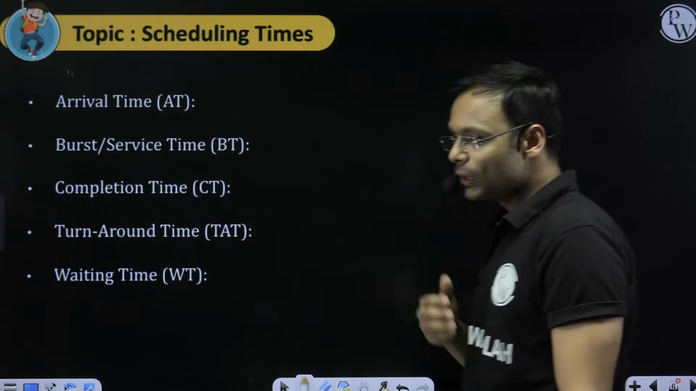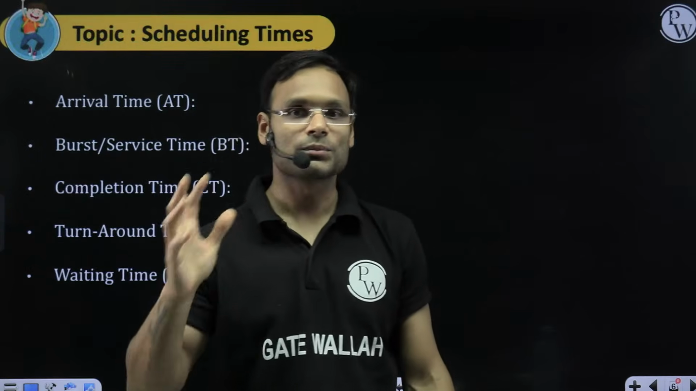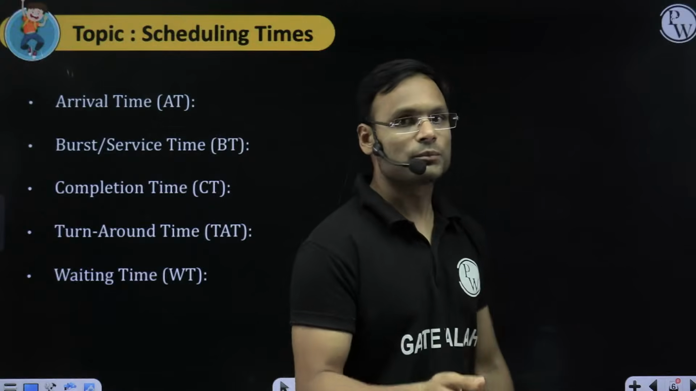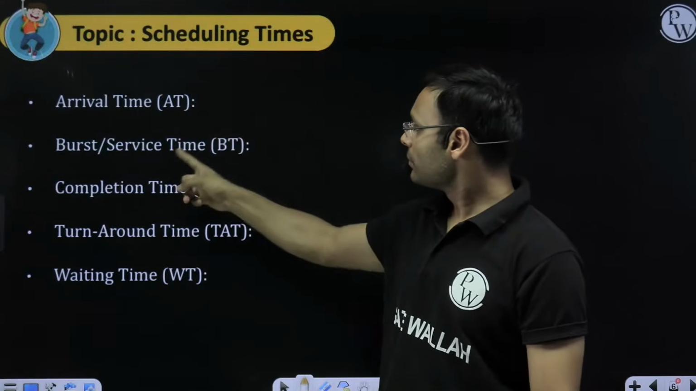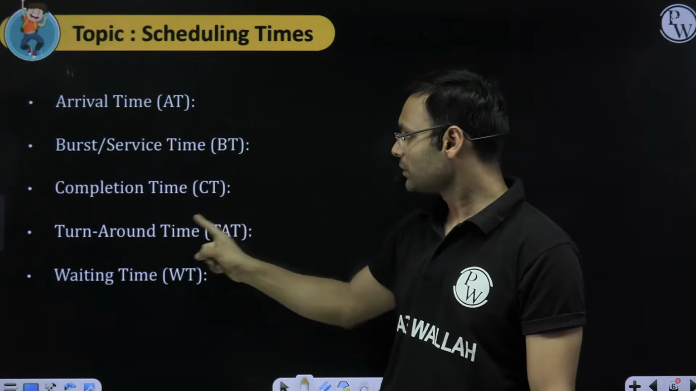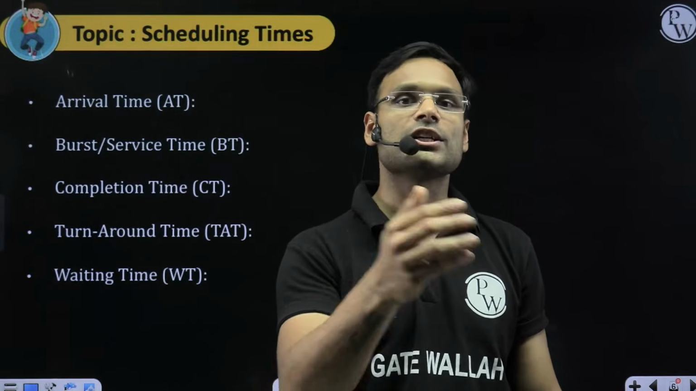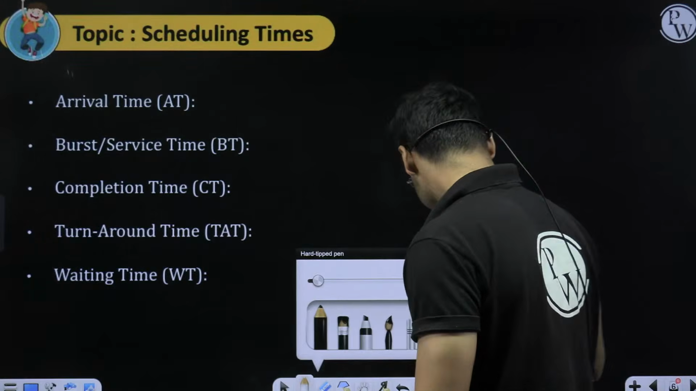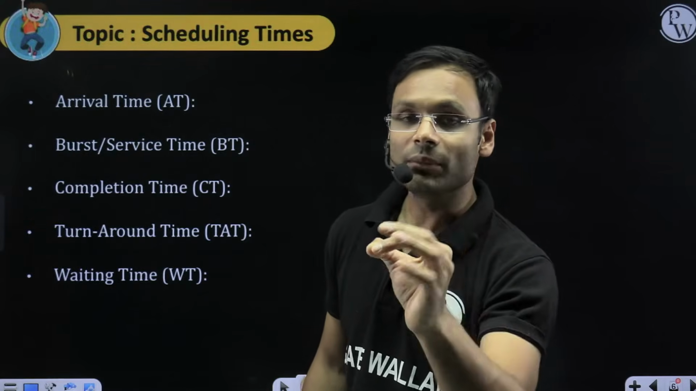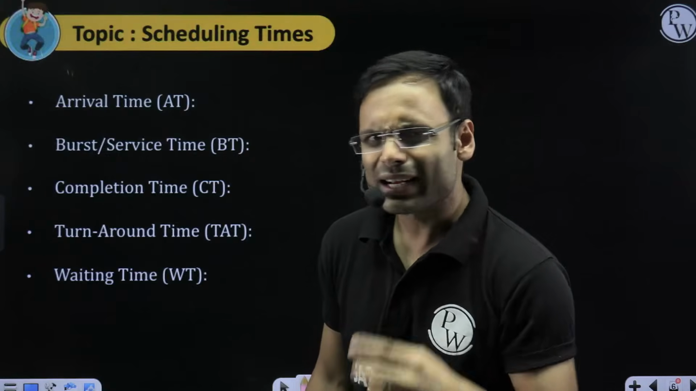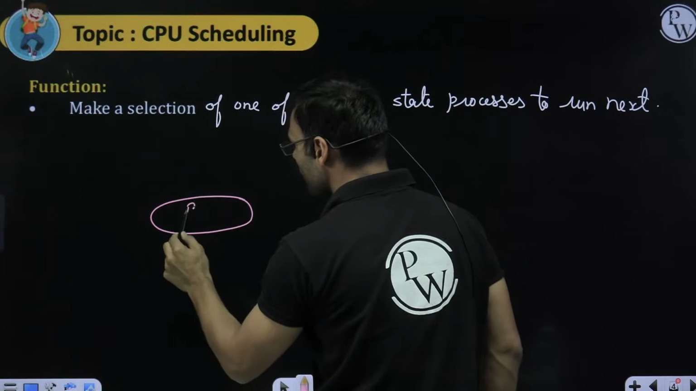Okay, before we go ahead with the algorithms, we have some times associated with the algorithms and processes. What are those times? AT, BT, CT, TAT and WT: arrival time, burst time or service time, completion time, turnaround time and waiting time. These are the 5 times we will have to associate with each and every process. What are these? Arrival time means what? On the clock, at exactly what time a process arrives in the system. Arrives means where, if you remember, a particular process first arrives in the ready state.